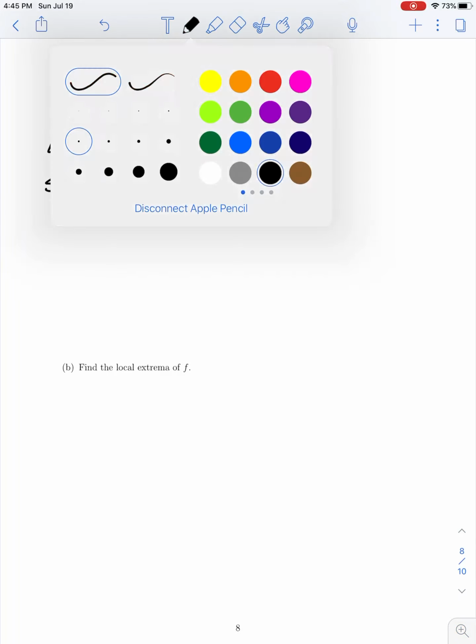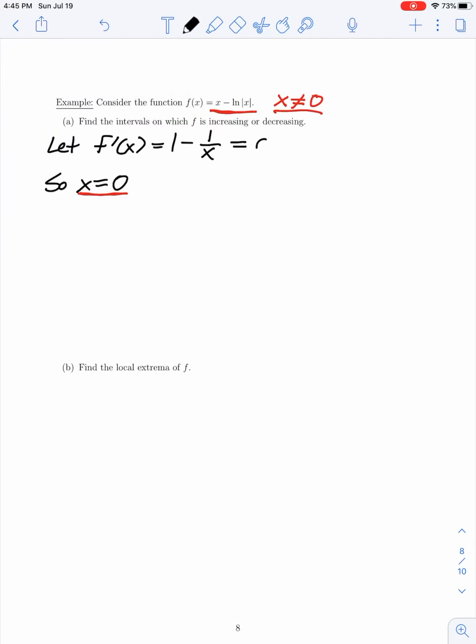Now, the other critical points that we could have would be if our derivative is equal to 0, which would mean that 1 is equal to 1 over x, or x is equal to 1. So x equals 0 and 1 are going to be our points of interest here. And if we sketch the domain of this function, that is all real numbers except 0, because remember the log of 0 is undefined, then we also have a critical point at x equals 1, and our domain is partitioned into these three subintervals.